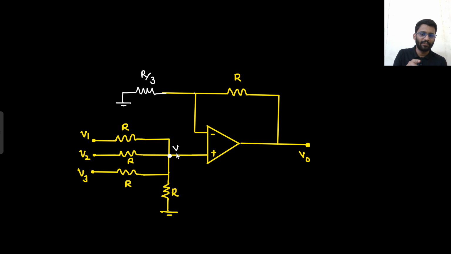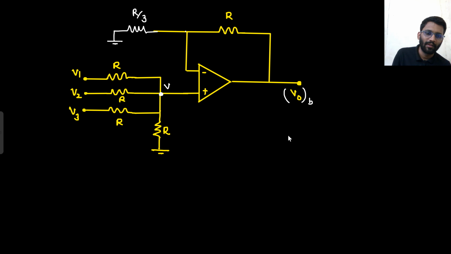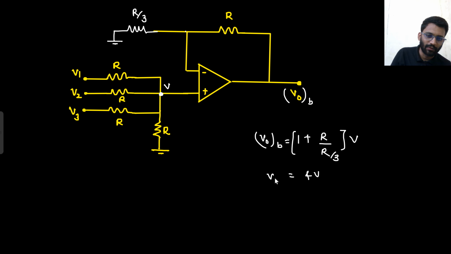Well and good. Okay. Now your target is just to find this node potential. That's it. If you find this node potential, then what will be your V naught? This I am calling V naught B. So exactly what is your V naught B? Your V naught B is 1 plus RF by R into V, because input is at the non-inverting terminal. So your V naught B is 4V. This is your V naught B. V naught B is 4 into V. So you need to find the potential V.